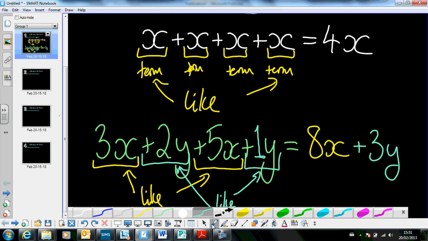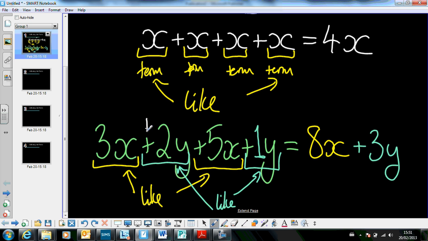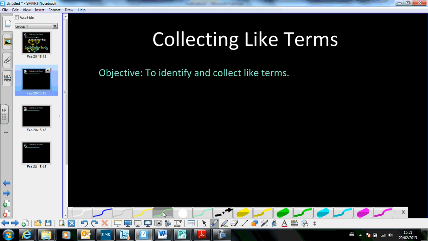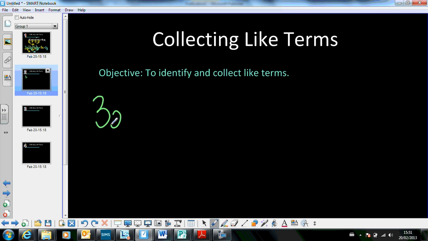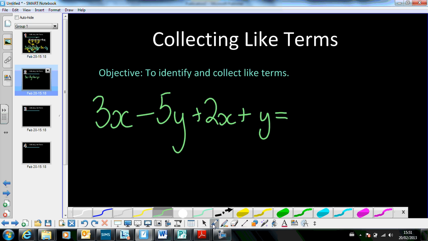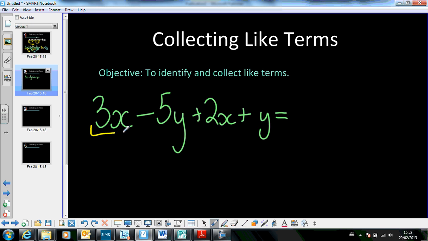You'll notice when I underline the terms, I've included the sign. And that's really important. It's one of the places people sometimes make mistakes. They get mixed up with the signs. So let's throw out something that's got some negatives in. 3x minus 5y plus 2x plus y, let's say.